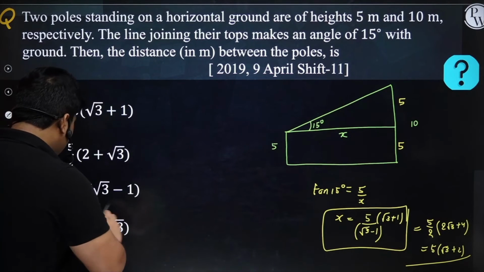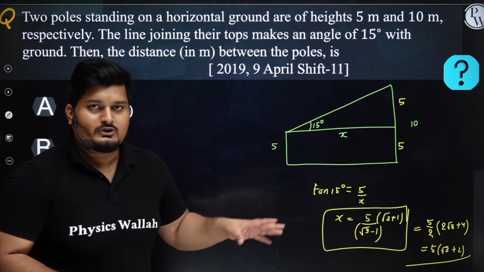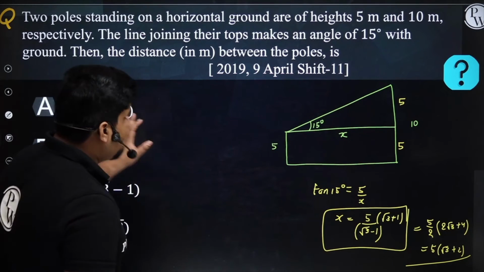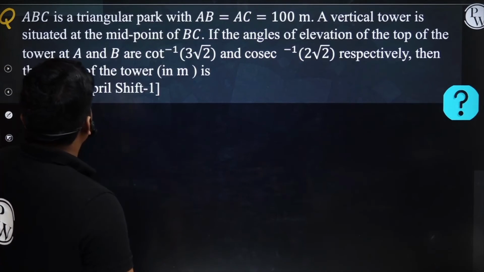This is the D option. Clear? This was so simple. This was like the easiest sum that we have done. There is nothing in it. Moving on. This was from 2019.